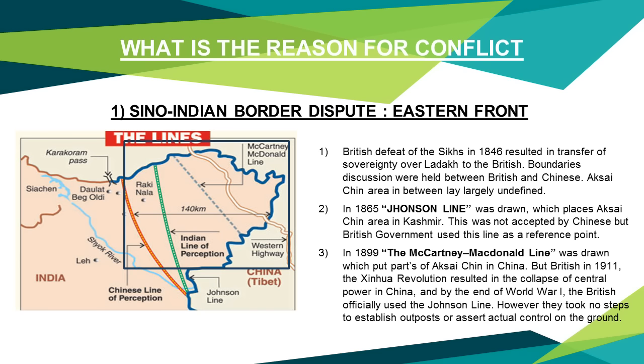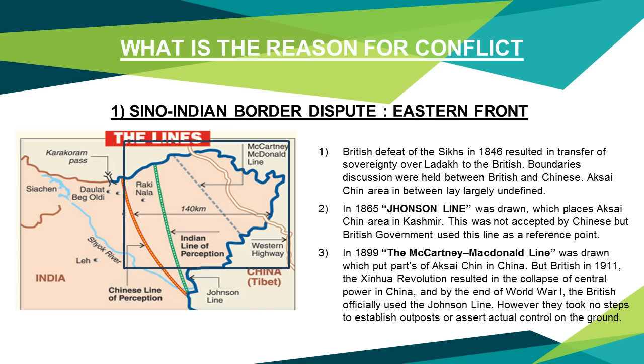In 1865, the Johnson Line was drawn, which places the Aksai Chin area in Kashmir. This was not accepted by the Chinese, but the British government used this as a reference point. In 1899, the McCartney-MacDonald Line was drawn, which puts parts of Aksai Chin in China. But in 1911, the Xinhai Revolution resulted in the collapse of the central powers in China, and by the end of World War I, the British officially used the Johnson Line as a border of reference.